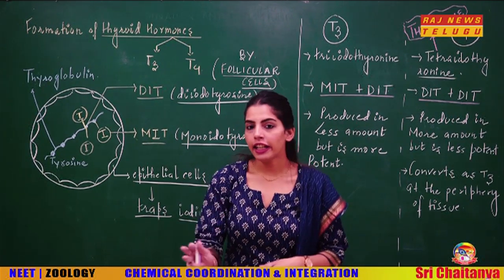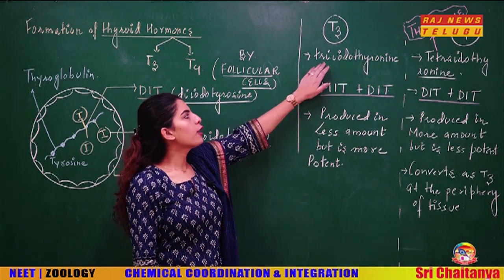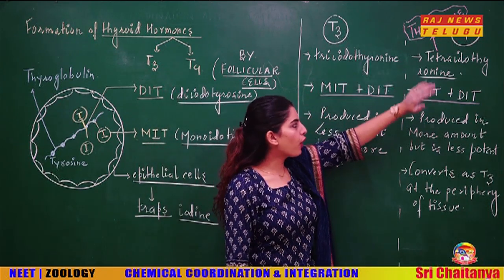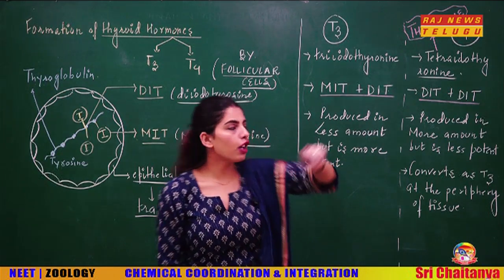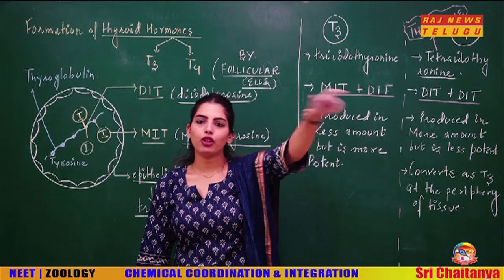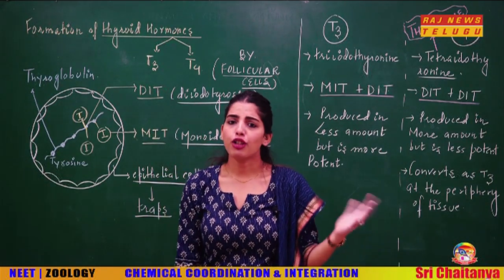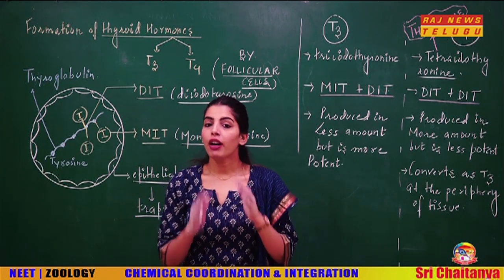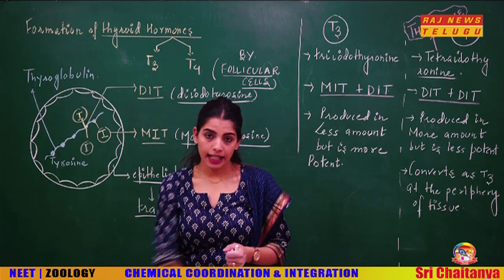Okay, T3 stands, I've written on the other side of the board, T3 stands for triiodothyronine and T4 stands for tetraiodothyronine. We will see why one is called tri, why the other one is called tetra. Okay, first let us focus on how the T3 and T4 will be synthesized.